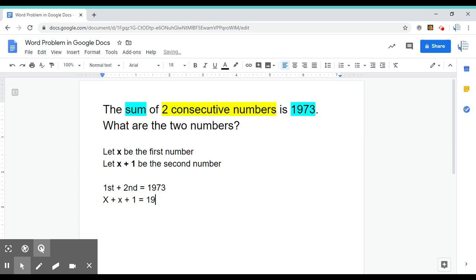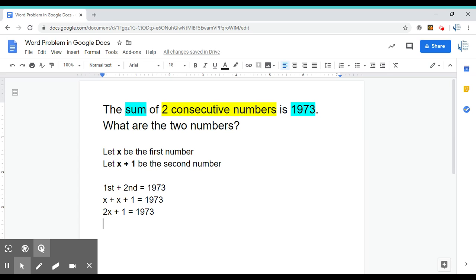And then we let X be the first number, and then X plus 1 be my second number, which is 1,973. Now, it made that original X a capital, which you're welcome to leave it. It doesn't really matter, but I'm going to fix it because it bugs me. Okay, so from there, I need to collect my like terms. So I've got X and X. So X plus X makes 2X, and I still have a plus 1 equals 1,973.